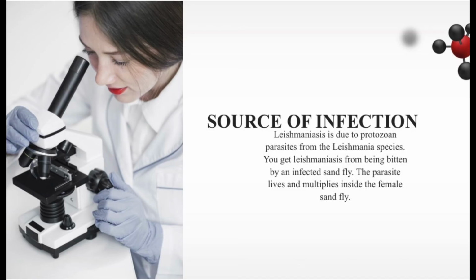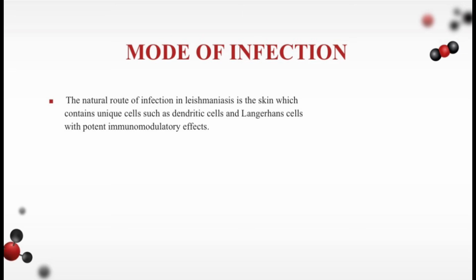Source of infection: Leishmaniasis is due to protozoan parasites from the Leishmania species. You get Leishmaniasis from being bitten by an infected sandfly. The parasite lives and multiplies inside the female sandfly. Mode of infection: the natural route of infection in Leishmaniasis is the skin, which contains unique cells such as dendritic cells and Langerhans cells with a potent immunomodulatory effect.